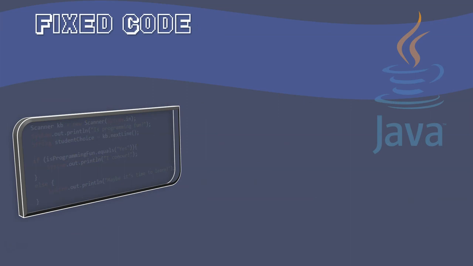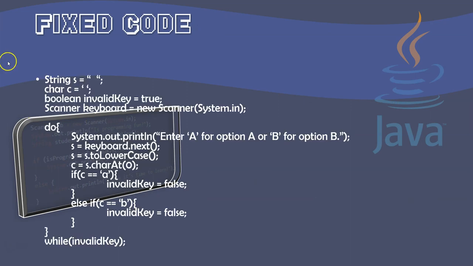When we look at our fixed code here, you'll see we now have a Boolean, which is set to true, so we're explicitly making it true so we know it's going to run properly. In our do-while loop, you can see it now says invalid key down here, so we're setting that to true. And so it's going to run through this loop until it is set to false. So we said if c is equal to A or c is equal to B, so if, else if.